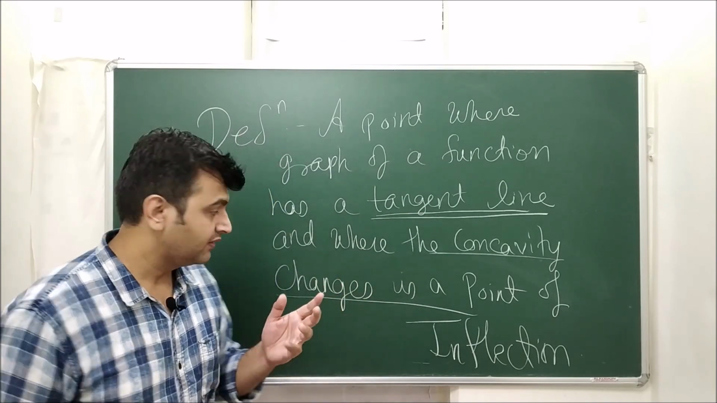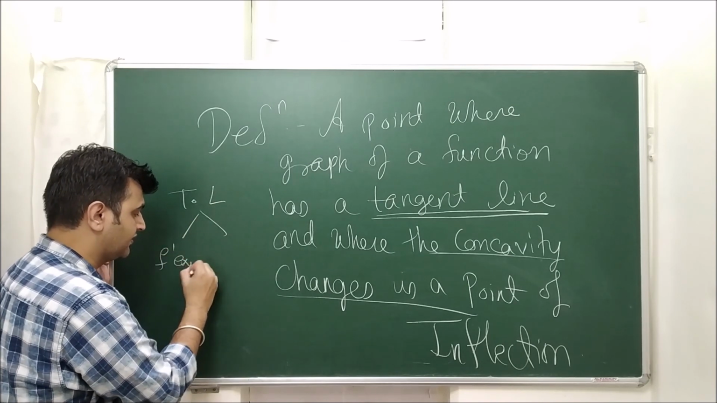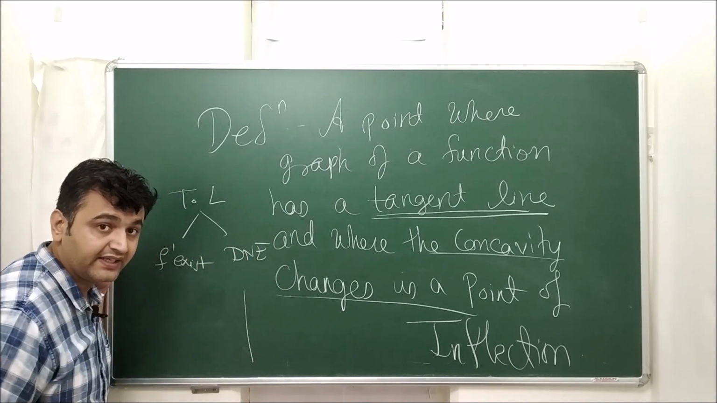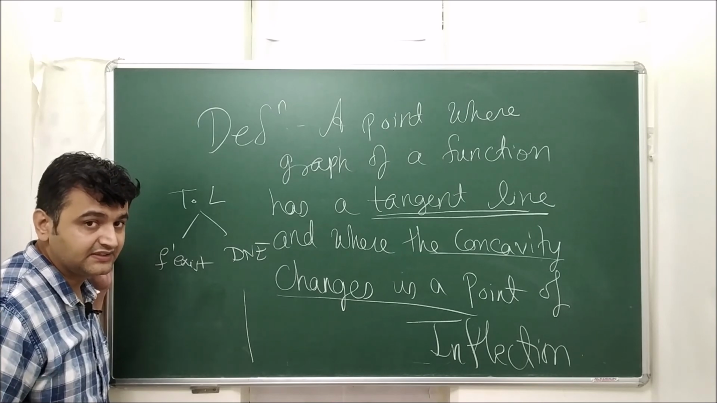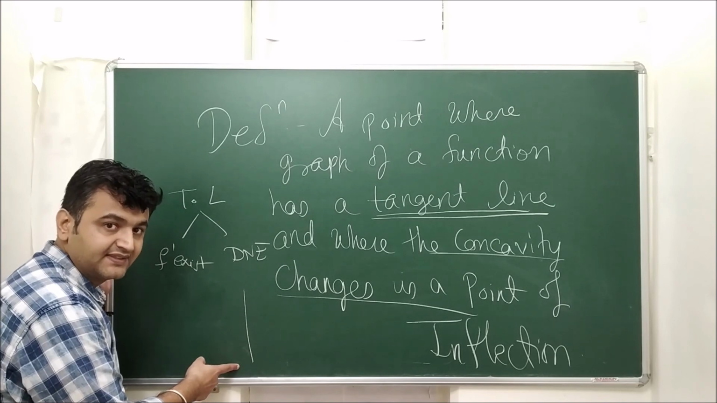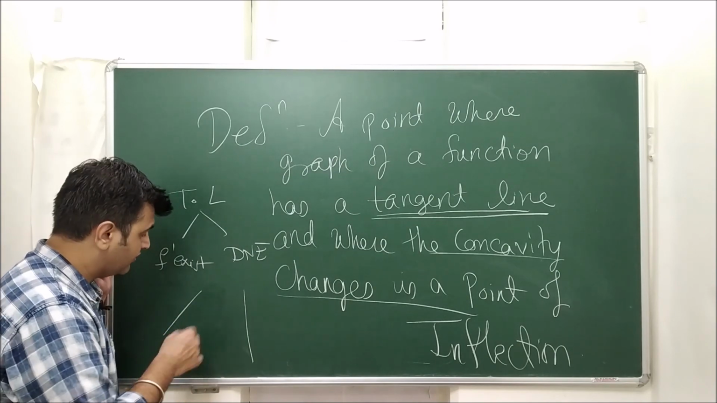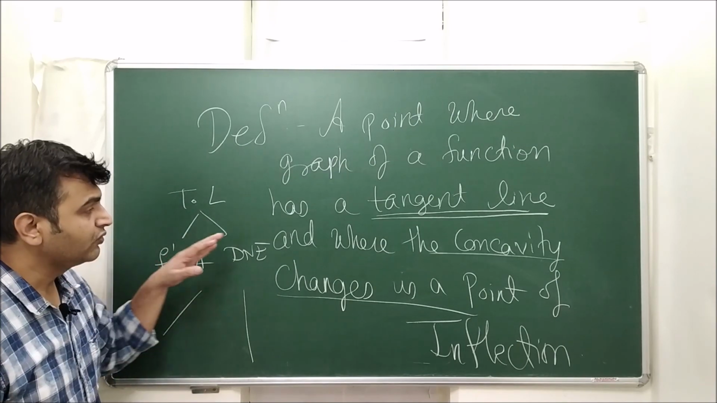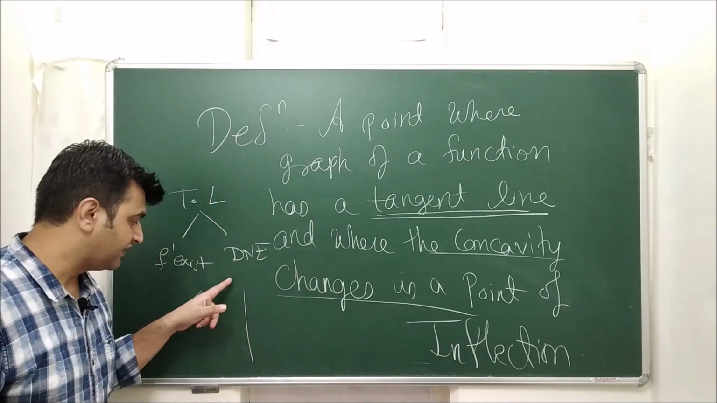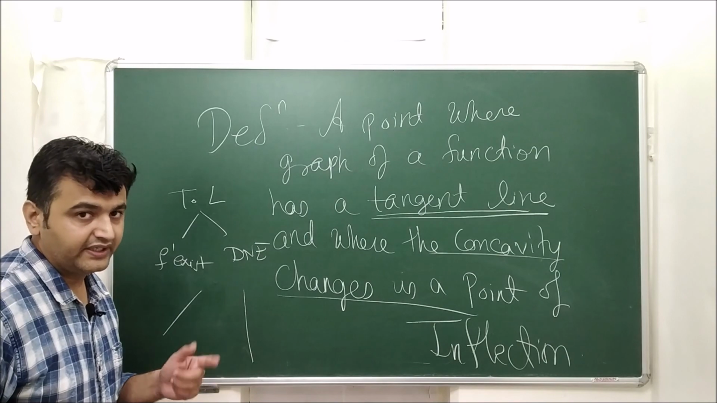Now once you have a tangent line, you can have two cases. For a tangent line, either the derivative will exist or it does not exist. For example, if you have a vertical tangent line, does the derivative exist? No, the slope is infinity, minus infinity, whatever. So the derivative does not exist, but the tangent line is there. So don't get confused. Once you have a tangent line, if it is a vertical tangent line, then the derivative does not exist. If you have a non-vertical tangent line, then the derivative exists.